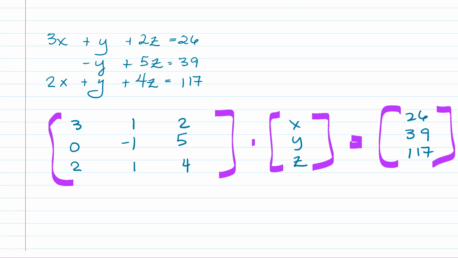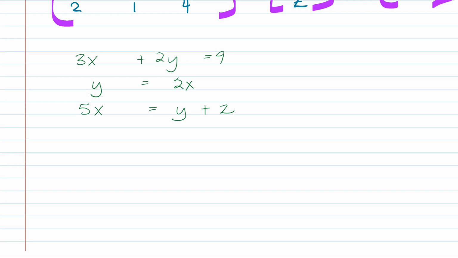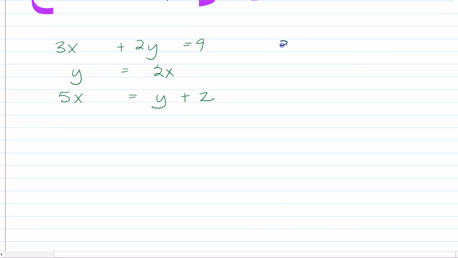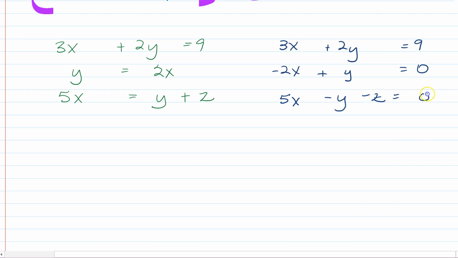Sometimes they don't give them to you in that order. Let me give you an example. Okay, I totally made this up. It's not going to make any sense. But if I had something like this, where everything isn't put in standard order, the way that one was, I'm going to put them in standard order. So 3x plus 2y is equal to 9. Then 1y, well, I'm going to make this 0. I'm going to subtract 2x from both sides. Negative 2x plus y is equal to 0. And then here, I'm going to subtract these two. In other words, I need my constants on the right and all the variables on the left. So this is 5x minus y minus z is equal to 0.